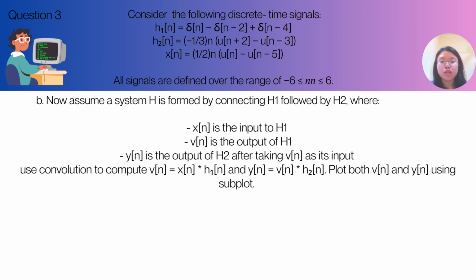B. Now assume a system H is formed by connecting h1 followed by h2, where xn is the input to h1, vn is the output of h1, and yn is the output of h2 after taking vn as its input. Use convolution to compute vn, equal to xn convolved with h1n, and yn, equal to vn convolved with h2n. Plot both vn and yn using subplot.